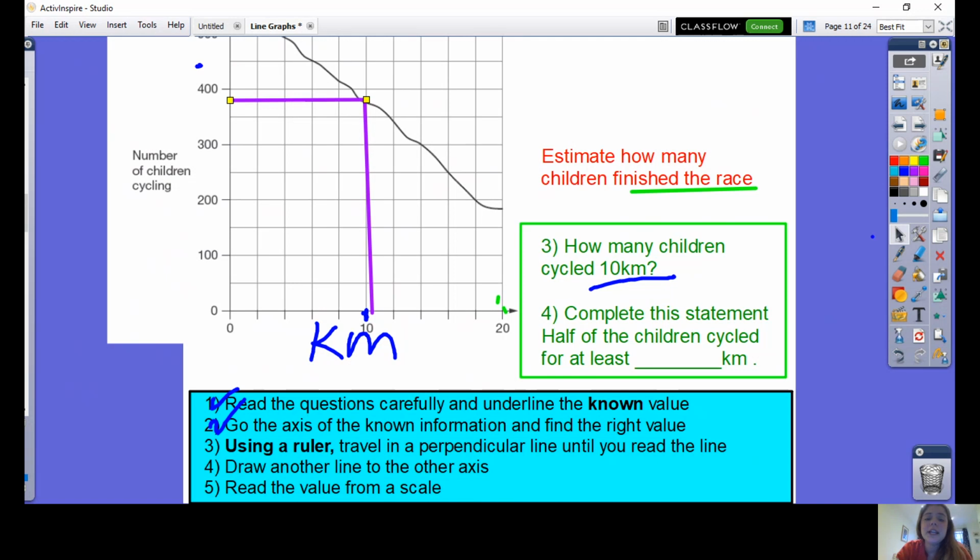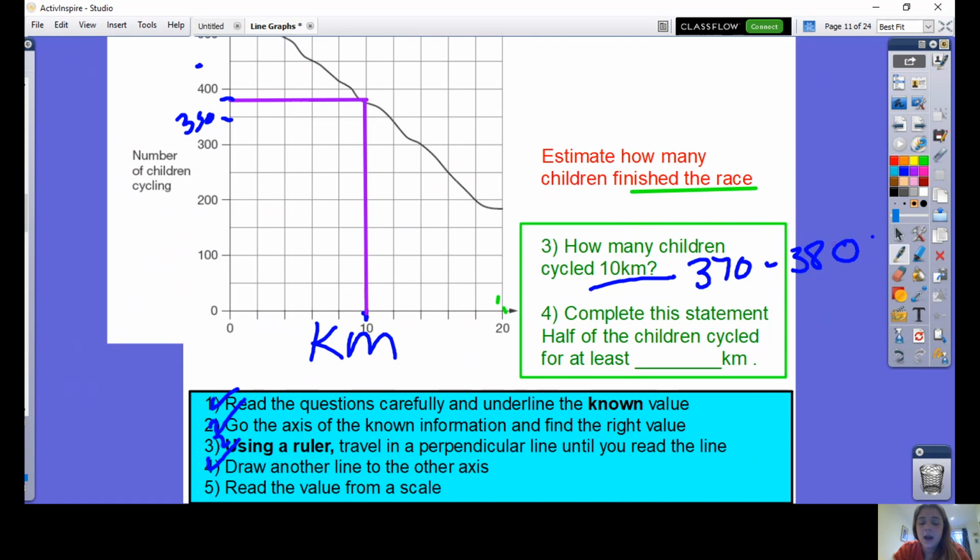There we go. You can see whether or not it's a perpendicular line, so you need to be making sure when you're drawing these that you're trying as hard as possible to create perpendicular lines. Okay, now read the values. So that's 300, that's 350. I'd say you're about halfway between 350 and 400. I would accept anything from 370 to 380 children.